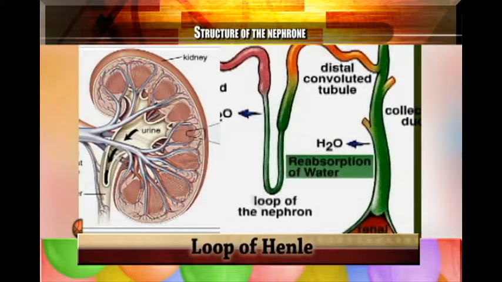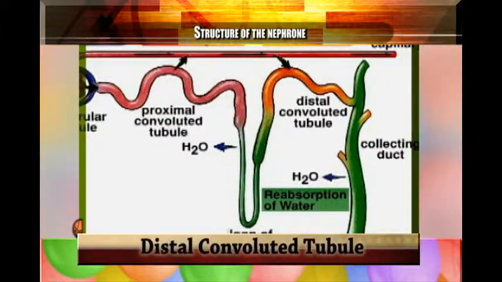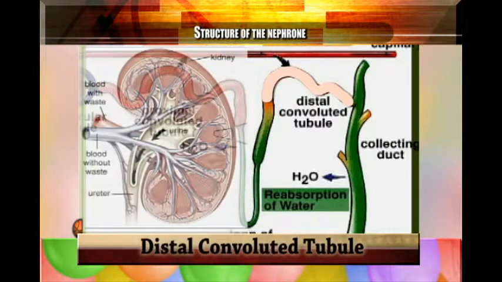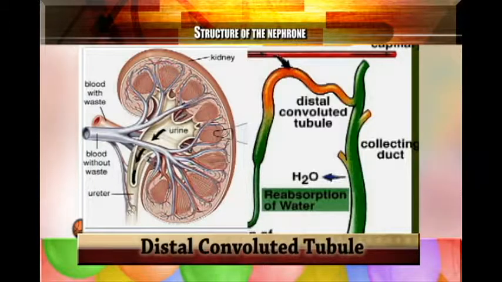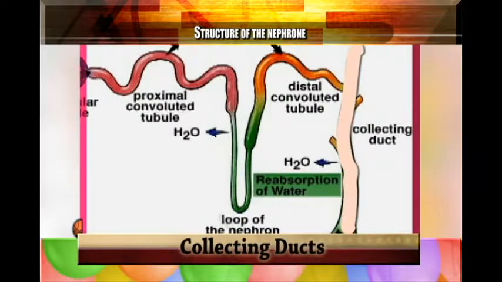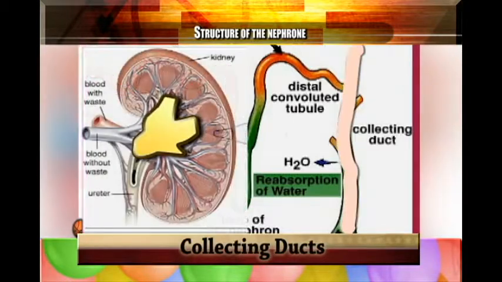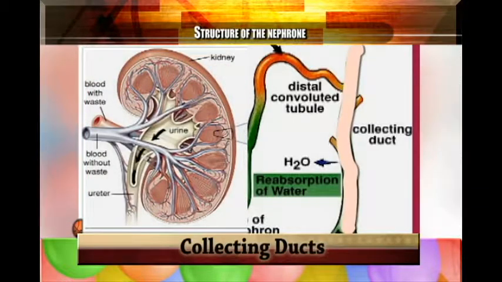Now, from the U-tube, we go to a second convoluted tubule. The second convoluted tubule is the one that we call the distal convoluted tubule, and that one is found back in the cortex. The distal convoluted tubule is connected to the collecting duct, which will be found in the pelvis. That is the general description of the nephron.